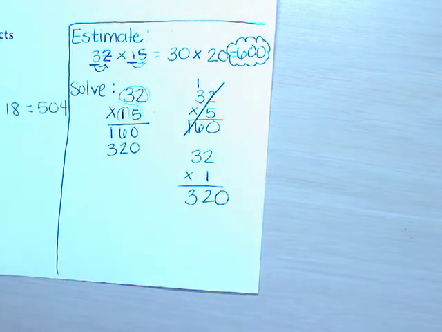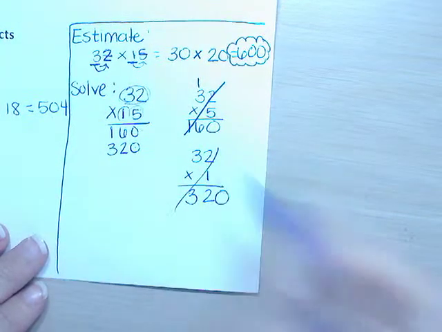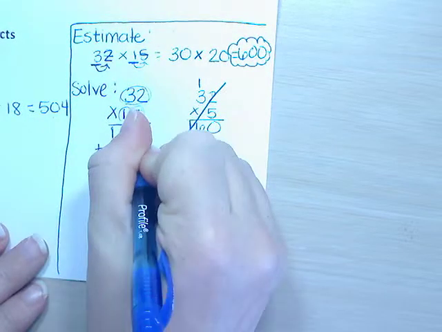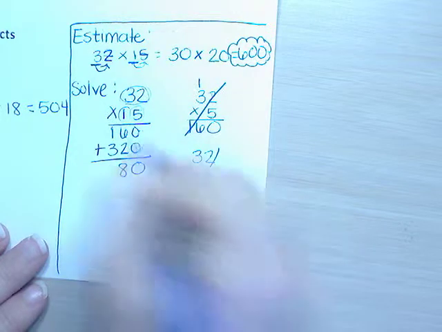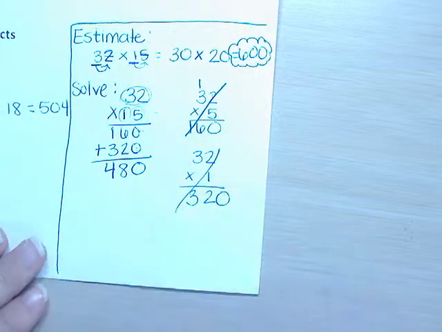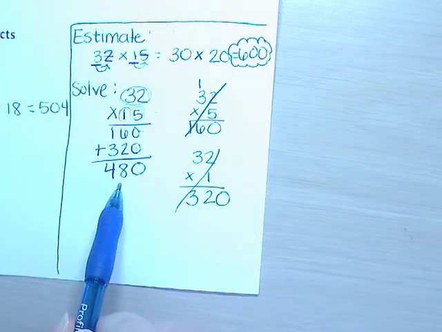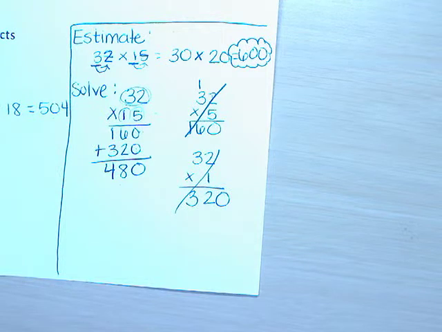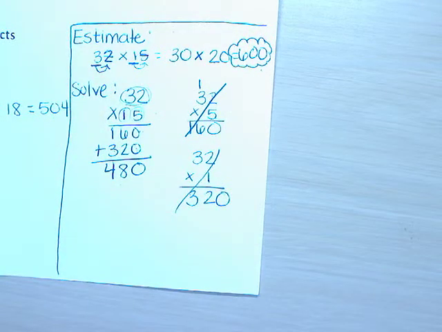And my last step is to add my partial products. So these two products that I got is my last step. 0 plus 0 is 0. 6 plus 2 is 8. And 3 plus 1 is 4. So if you can see, my answer to 32 times 15 is 480, and that is really close to my estimate of 600. So we were really close to that estimate.